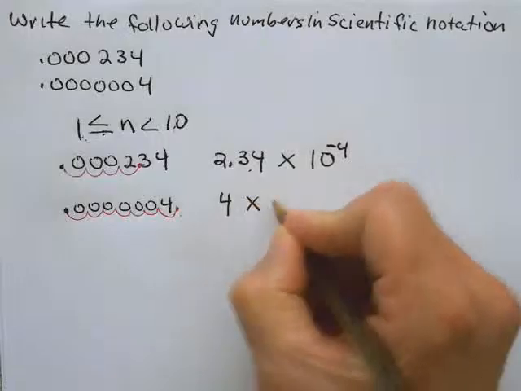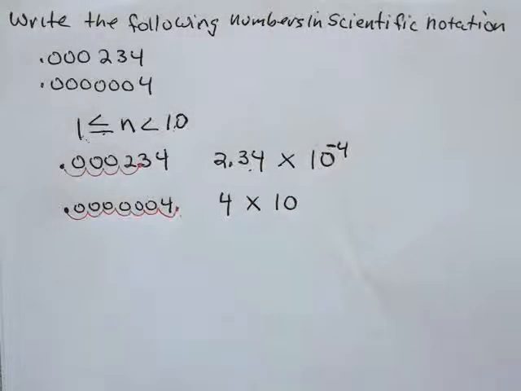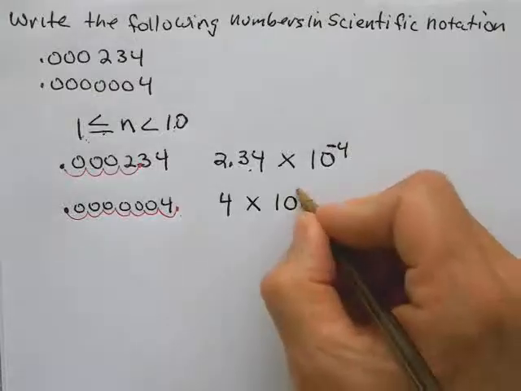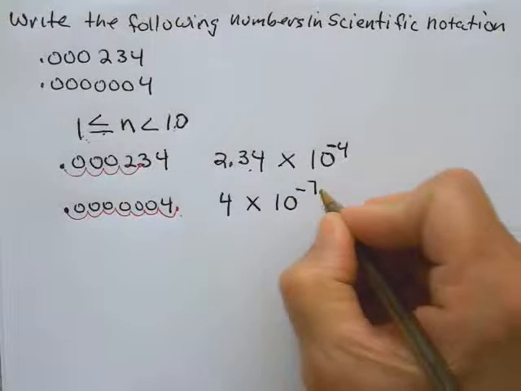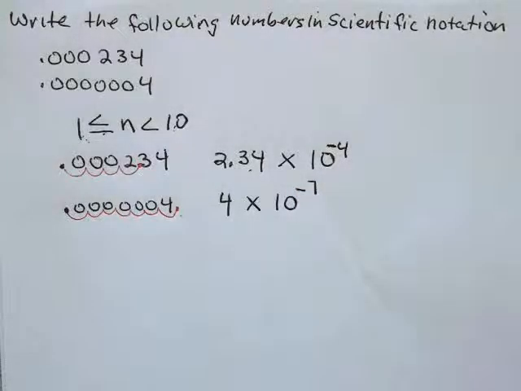All right, how many places did I move my decimal point? I moved it 7 places. And I'm going to write this as 10 to the negative 7th power. And that's how I write very small numbers in scientific notation.